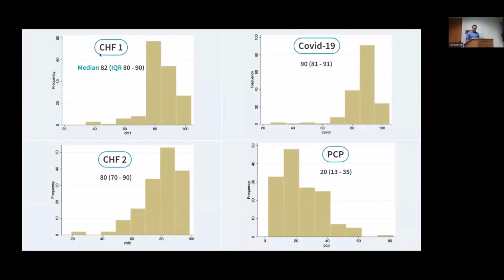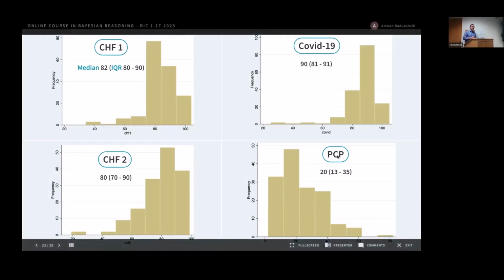So looking at a case, this is a CHF, congestive heart failure, case 1. Here is the median pretest probability and the interquartile range. More than 75% of the residents felt pretest probability was over 80%. So pretty well aligned. What this shows me is that we may be more aligned than we give ourselves credit for in terms of our subjective pretest probabilities. However, where we see more variability is illnesses that we encounter less frequently, like pneumocystis pneumonia in this situation.